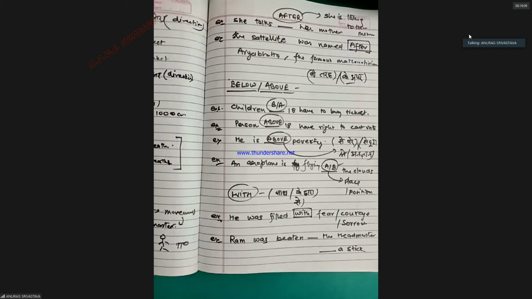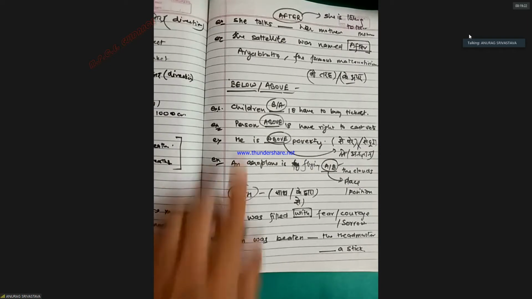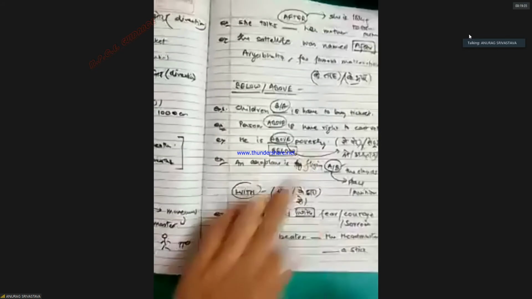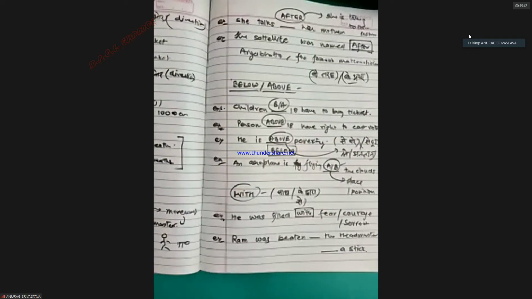Can we use below in the previous sentence? Sushant, we can also fill below in the previous sentence. Wait for 1 minute. Sushant asks the question: can we fill below here? So if we place below here, okay, we can fill below. Below poverty refers to the worst condition of poverty. वह गरीब तो था गरीबी से, below poverty means और गरीब हो जाए, which is poorer than the poverty level.